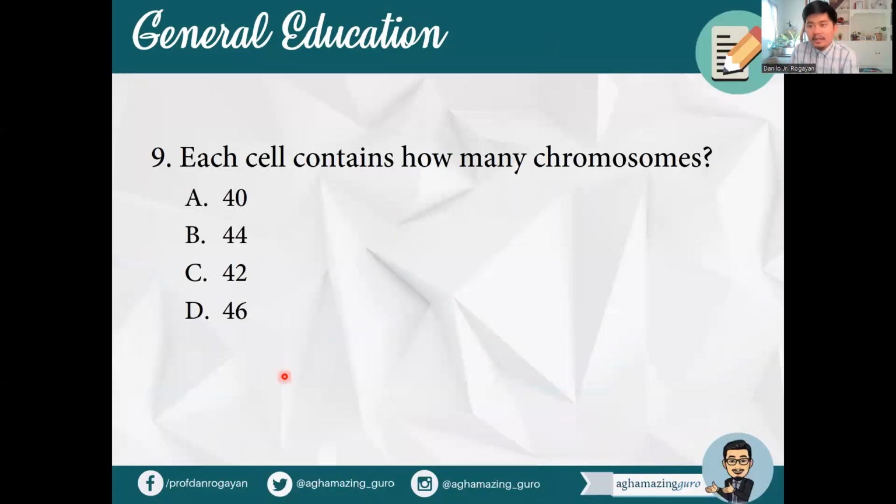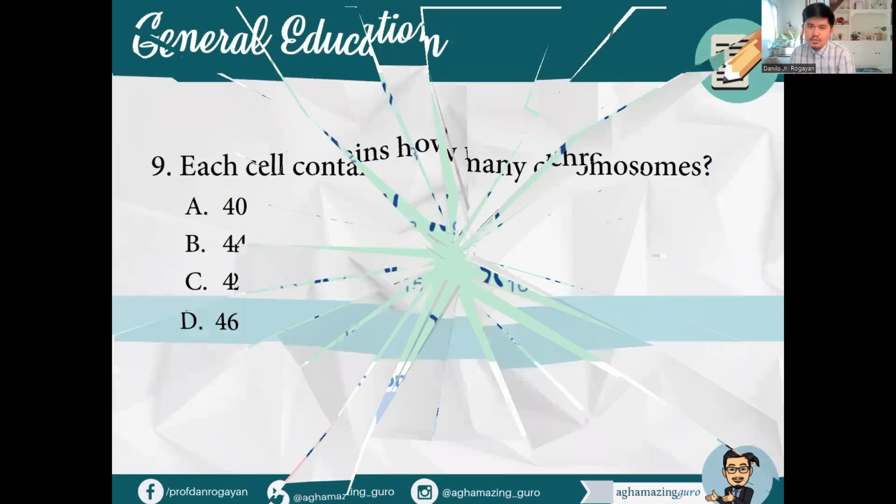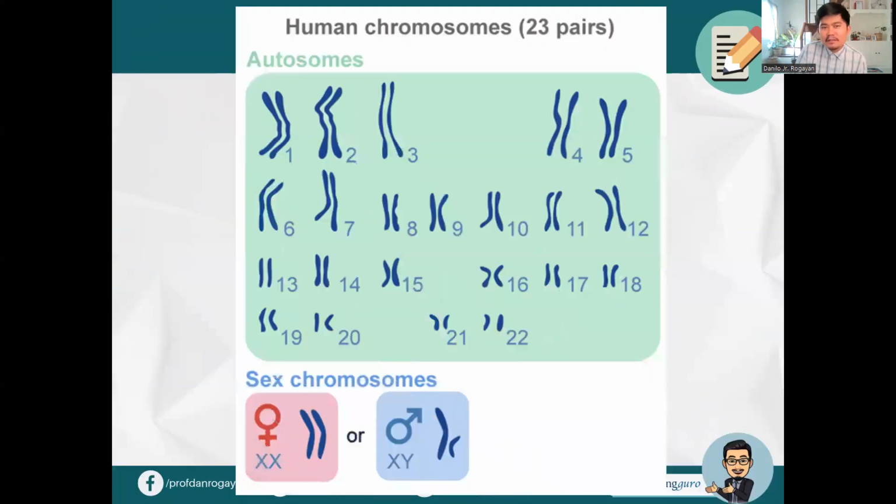Okay, next question. Each cell contains how many chromosomes? A, 40, B, 44, C, 40, D, 46. Okay, syempre, this is a basic question for human anatomy and physiology. So that is 46. So 46 chromosomes in each cell. So how many pairs? Pag yun naman yung tanong sa board exam, okay, there are 23 pairs of human chromosomes.